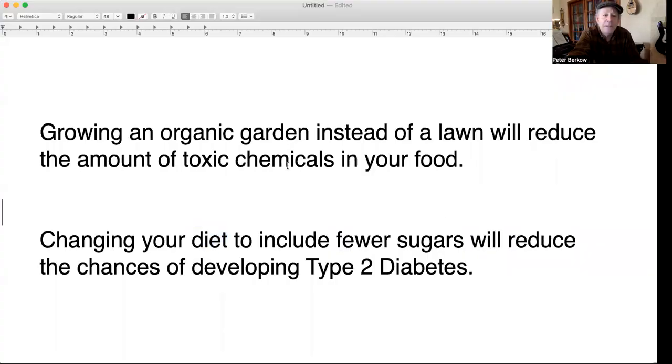It really helps to see some examples. So I am going to share the screen with you here and look at two different topics that students have proposed to me in the past. Let's take a look at this first one. This is the thesis for the overall research paper. Growing an organic garden instead of a lawn will reduce the amount of toxic chemicals in your food. Well, I would say that not everybody agrees on what organic means. Even the USDA has a hard time putting the label organic on various foods. What defines organic? That would be a great way to start the research for this paper.